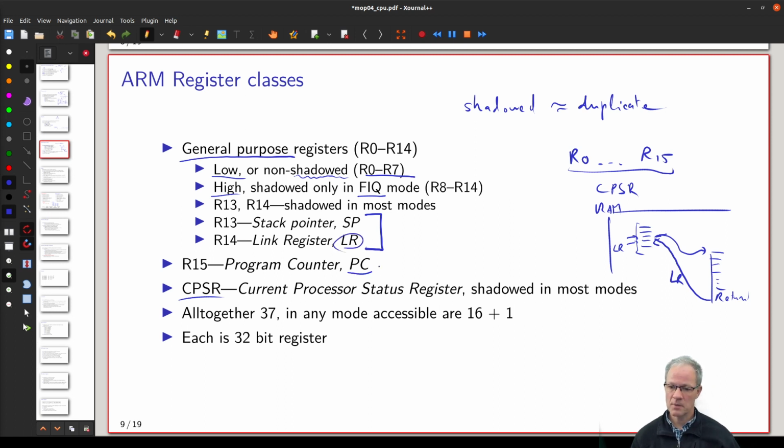And then finally, the program counter is the one that counts the instructions, that actually holds the address of the instruction that we need to execute. All right.